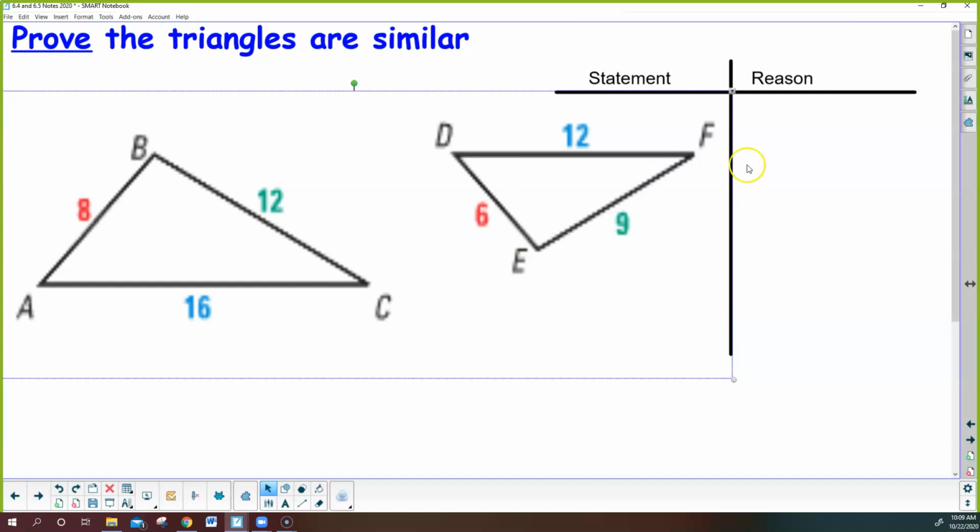And do not fill in the givens yet. There's actually a special way that I want you to fill in the given information, and if you do it that way, it really helps the proof take form.